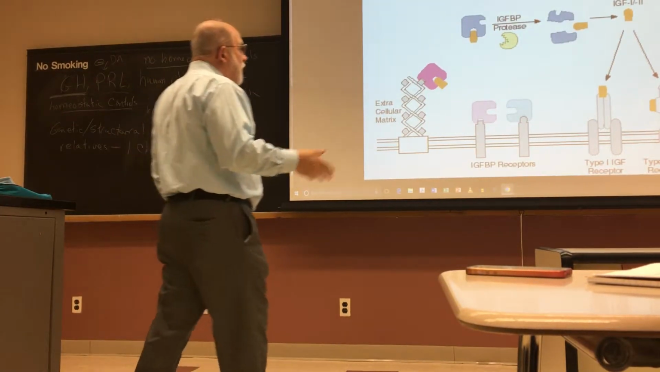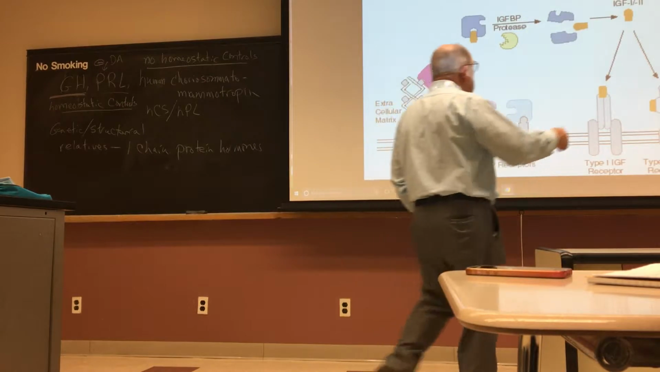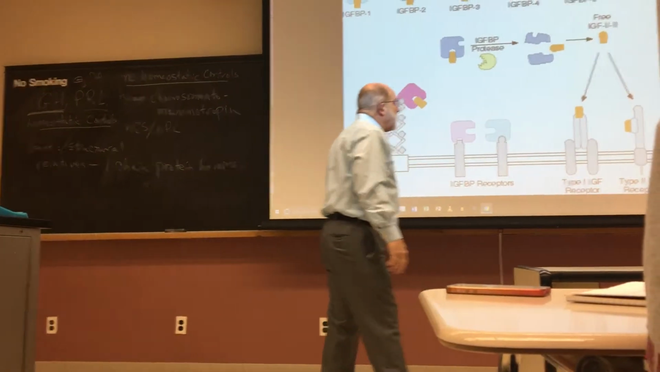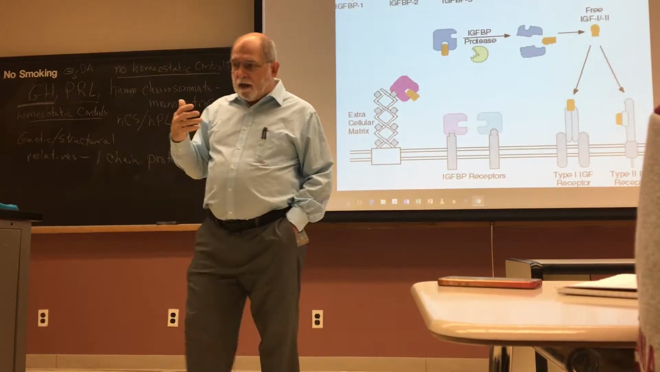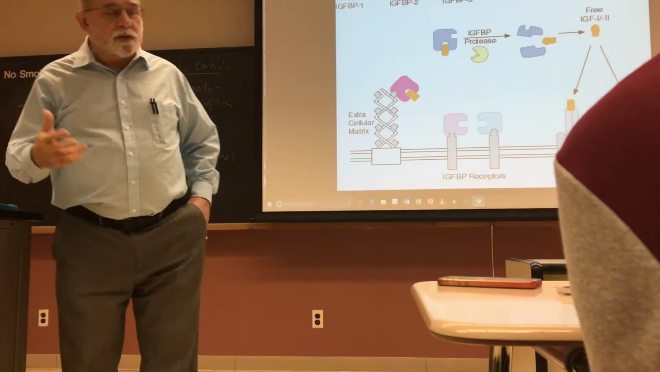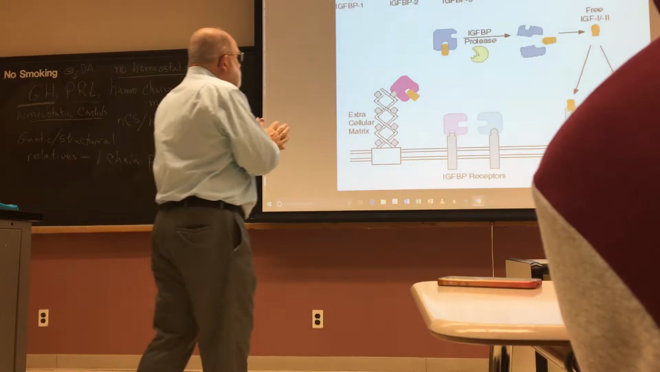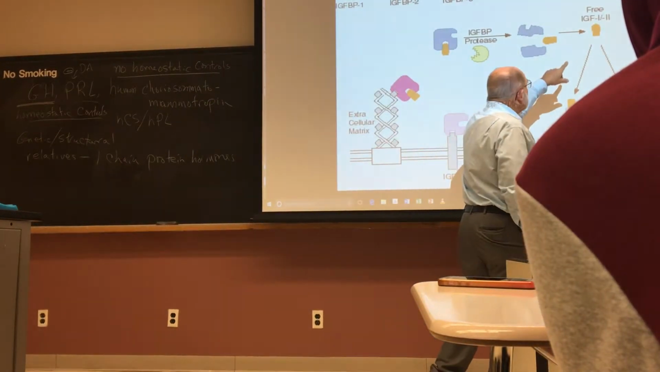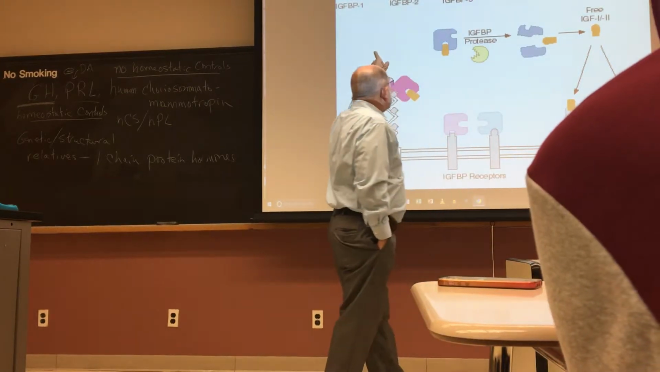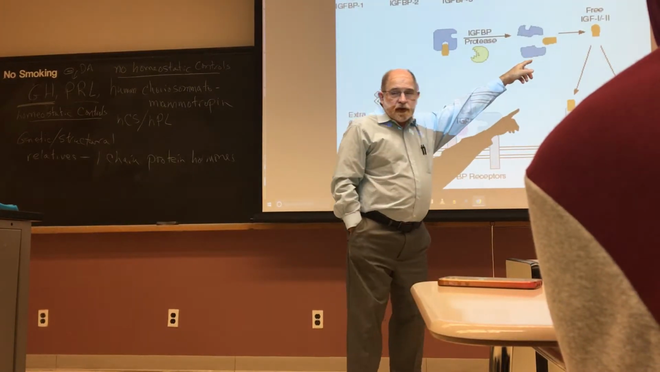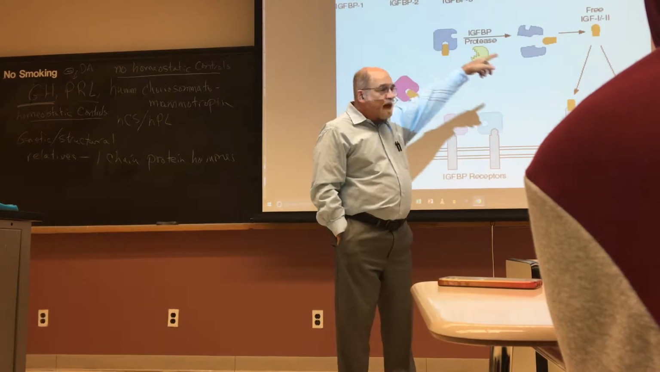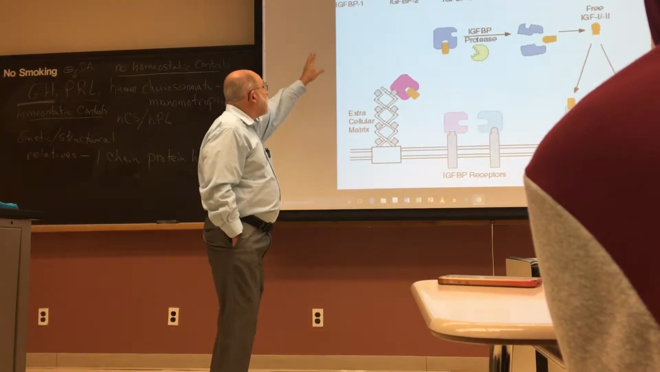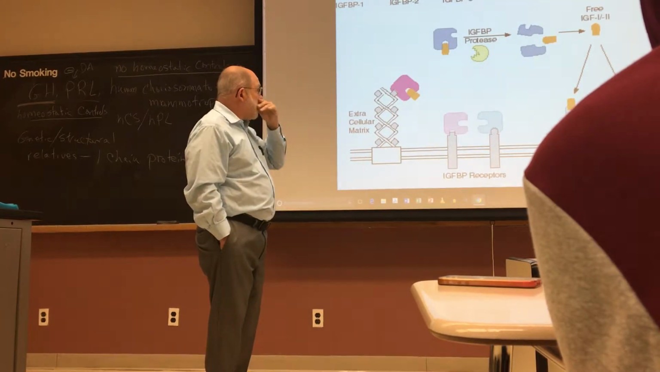So IGF-1 and IGF-2 here. Well, it turns out that there are modulators of the local concentration and the circulating concentration of IGF-1 and 2 in the form of a host of binding proteins. There are 6 of them known. So 6 insulin-like growth factor binding proteins.